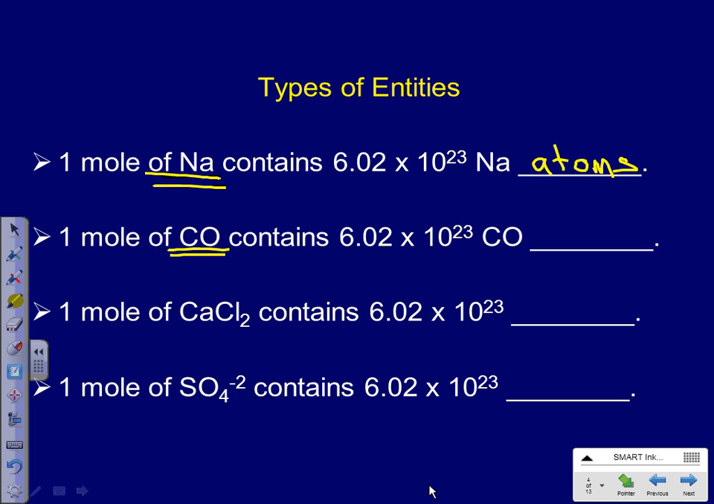If I've got CO, carbon monoxide, if I have a mole of CO, I have 6.02 times 10 to the 23 carbon monoxide. What type of particle is CO? Yep, molecules. They're molecules. If I have calcium chloride, if I have a mole of calcium chloride, 6.02 times 10 to the 23, what do we call that smallest piece? Yep, formula unit.